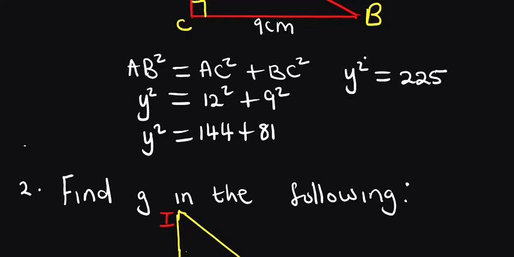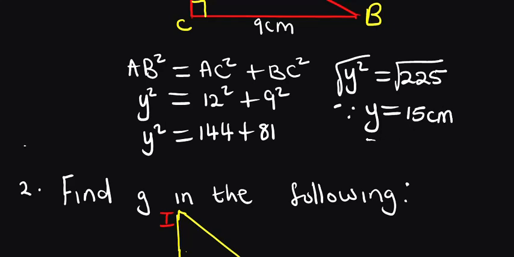Therefore, in order to eliminate the squared here, we need to apply the square root on both sides. Therefore, y is equal to the square root of 225, which is 15, meaning we'll have 15 centimeters. Done with number 1.